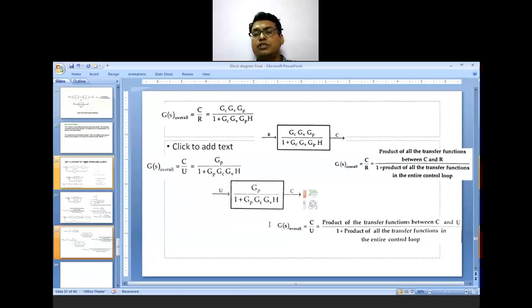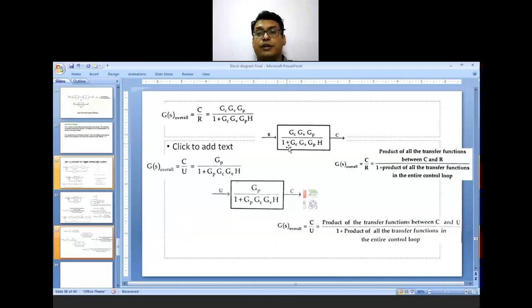The product of all transfer functions in the control loop is the same in both places. So GP is only the transfer function in between C and U. So C upon U is only GP upon 1 plus GP GC GV into H, the product of all transfer functions in the control loop. So this is for the regulator control problem with a negative feedback system.